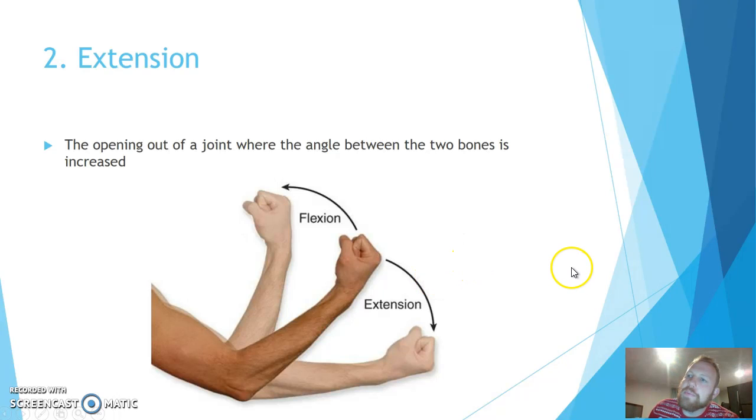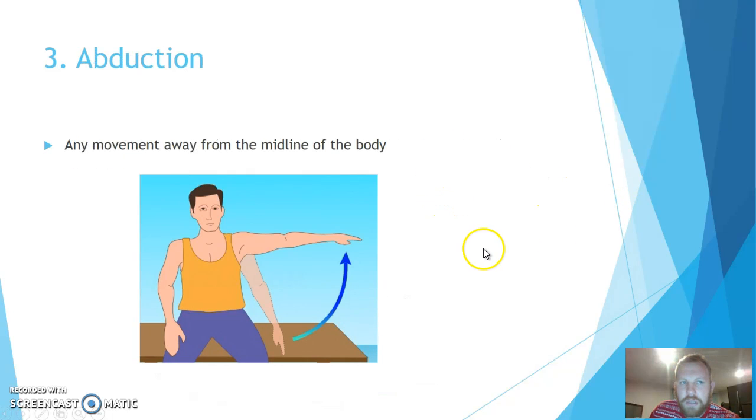It's really going to be important for a lot of your movements that you can also tell me what is flexing, what is extending, what are the muscles responsible for flexion and extension, and which one is the agonist or the prime mover, and which one is the antagonist.